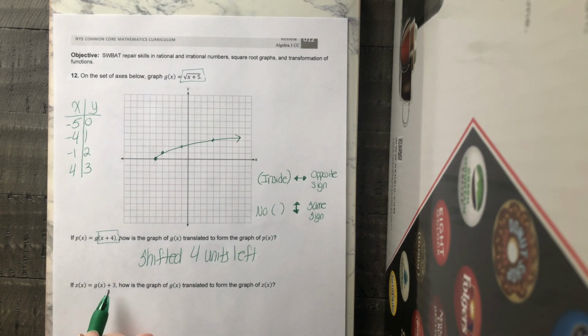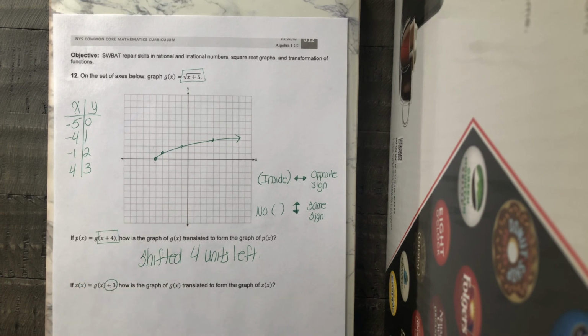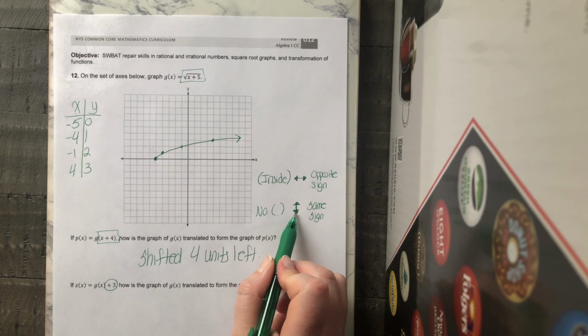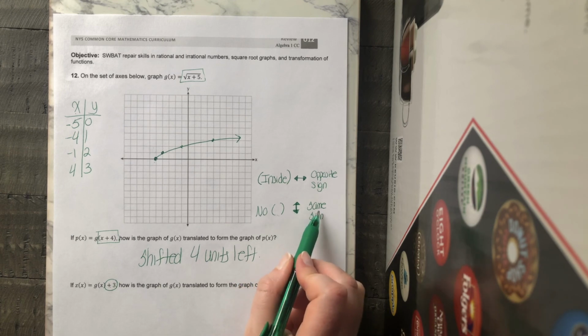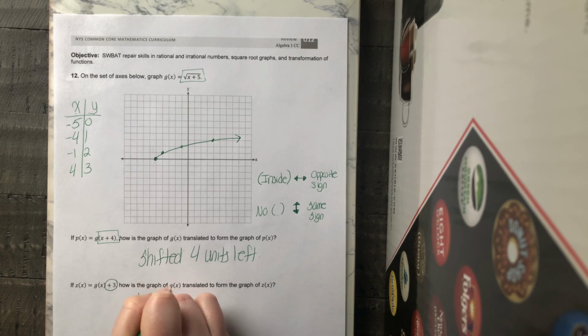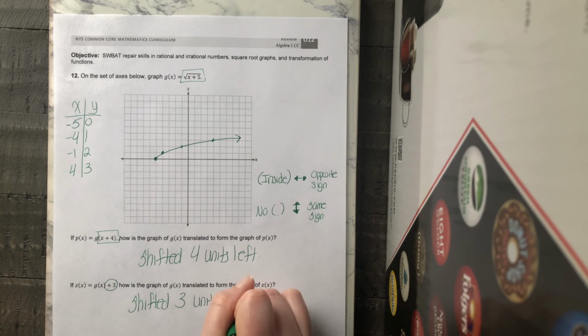If I look underneath, that plus 3 is on the outside. So if there's no parentheses, it's up or down, and you use the same sign. So if it says plus 3, that means I'm shifting up 3. All right, and that was it.